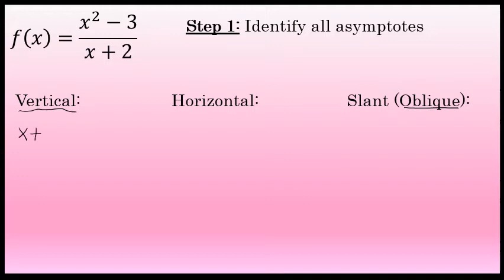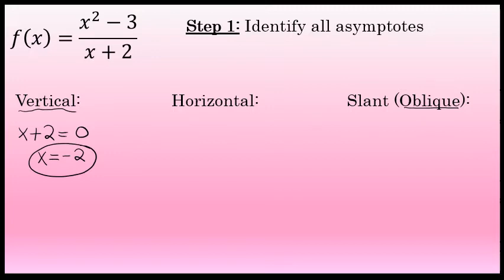To find vertical asymptotes, you set the denominator equal to 0. And here, setting the denominator equal to 0 gives a pretty simple equation, x plus 2 equals 0. And that means that x equals negative 2 is a potential vertical asymptote. I say potential because if you substituted negative 2 into the numerator and got a 0 in the numerator as well, that would indicate that x equals negative 2 is not a vertical asymptote. But here, substituting negative 2 into the numerator yields negative 2 squared, 4, minus 3, which is 1, not 0. So x equals negative 2 is a vertical asymptote.